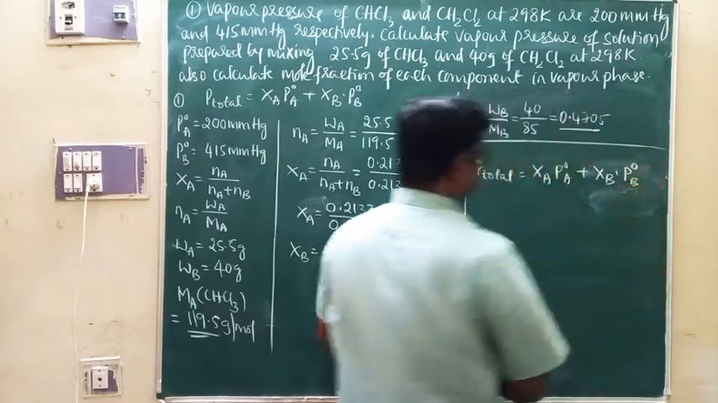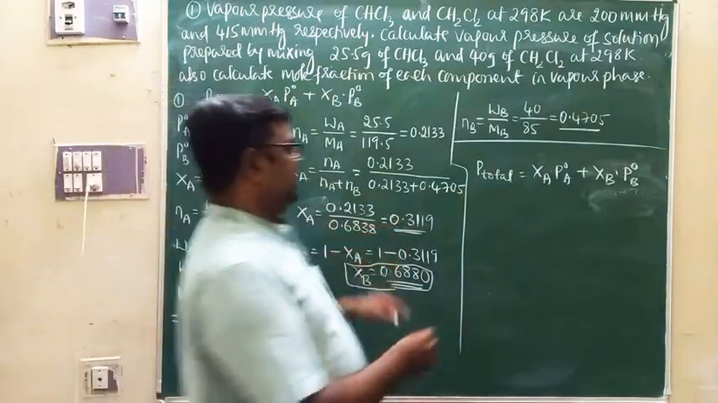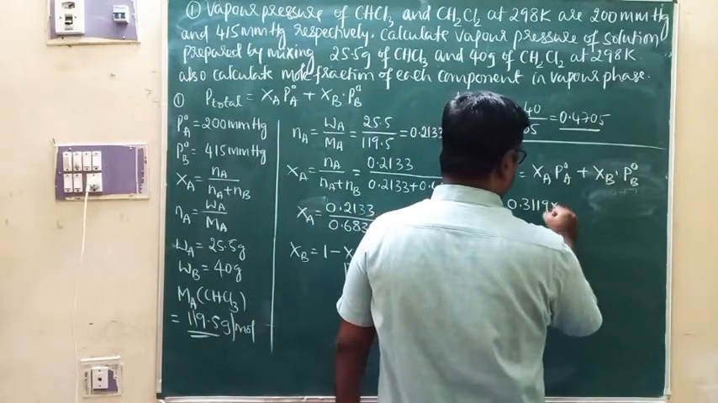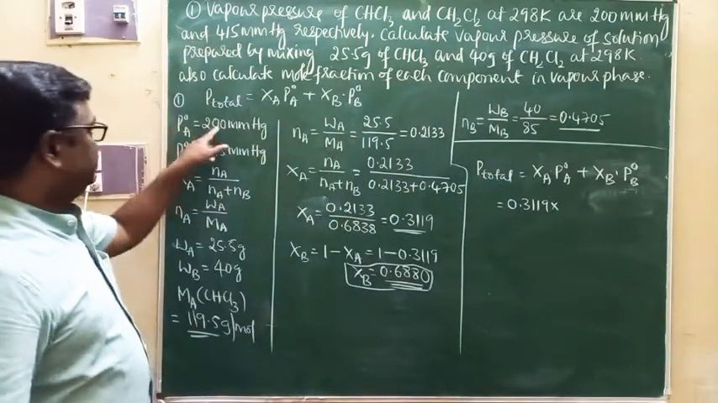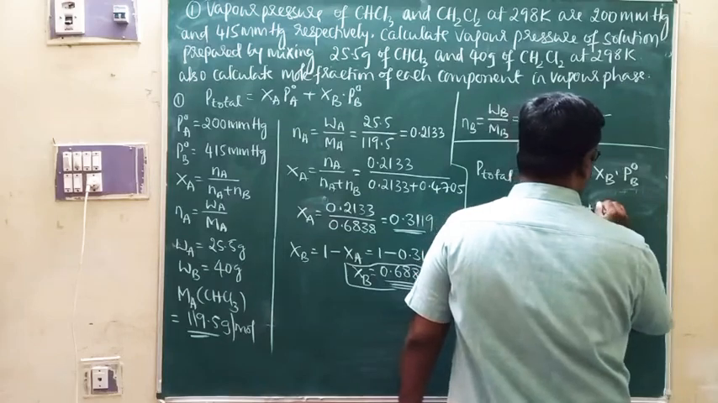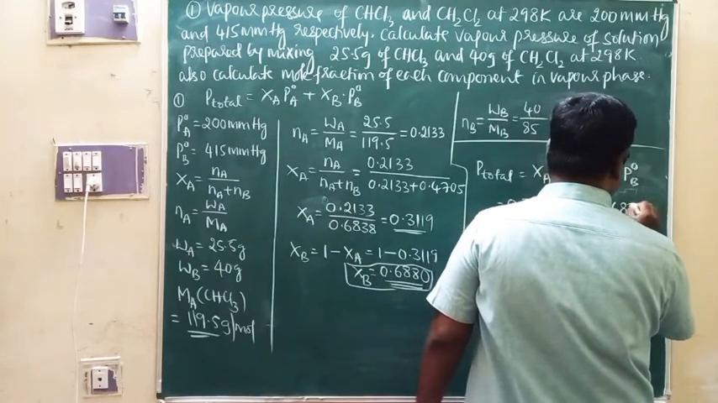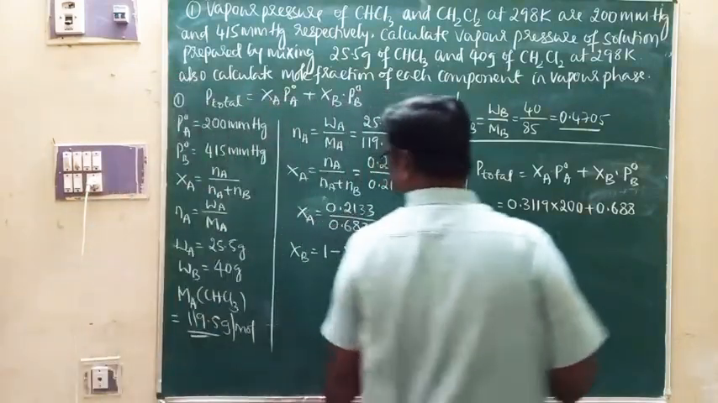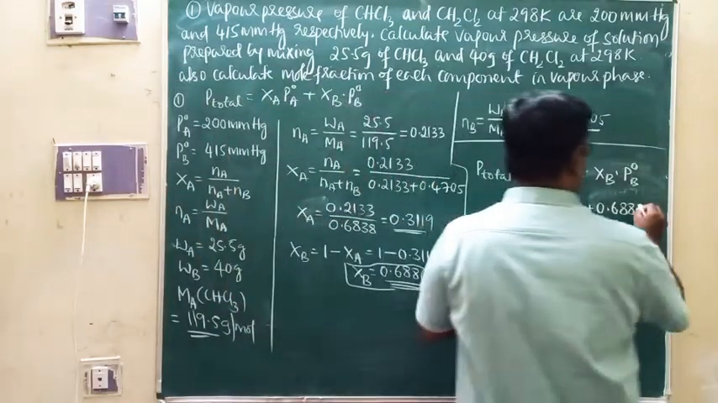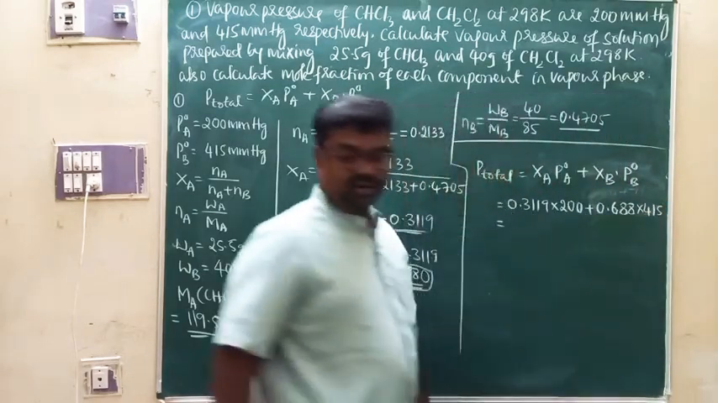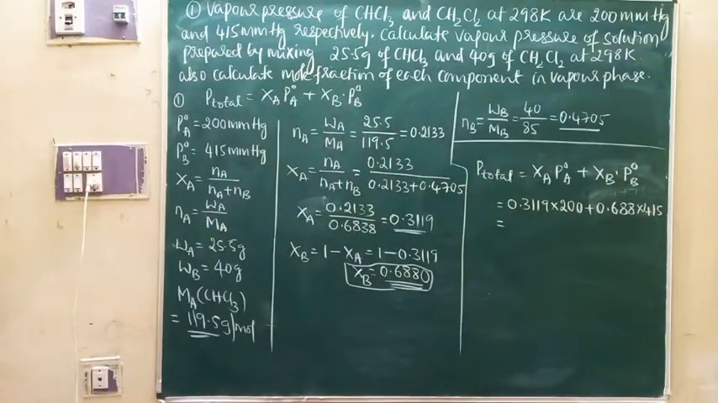Substitute one by one. XA is 0.3119 into P naught A, which is 200, plus XB, which is 0.6880, into P naught B, which is 415. Add them and we get the total vapor pressure.